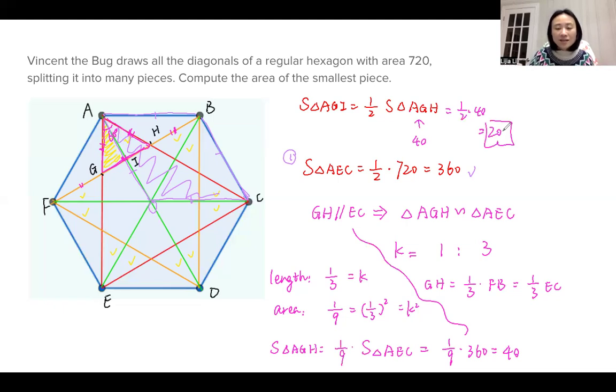Okay, let's review everything from the very beginning. Step 1. Identify which part is the smallest piece. Step 2. You find that this tiny piece is half of the area of triangle AGH. And then you find AGH is 1/9 of the area of AEC. And AEC is half of the total area of the hexagon. So step by step, finally you get the area of AGI will be 20.